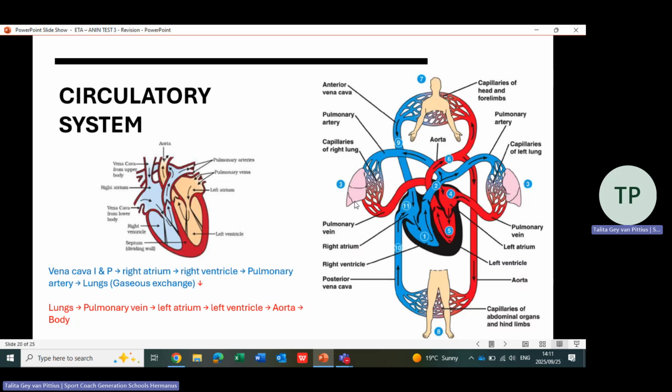So it's important to go back to when I explained the heart circulation under section 8 so that you understand this one, because this is a very important picture to understand.